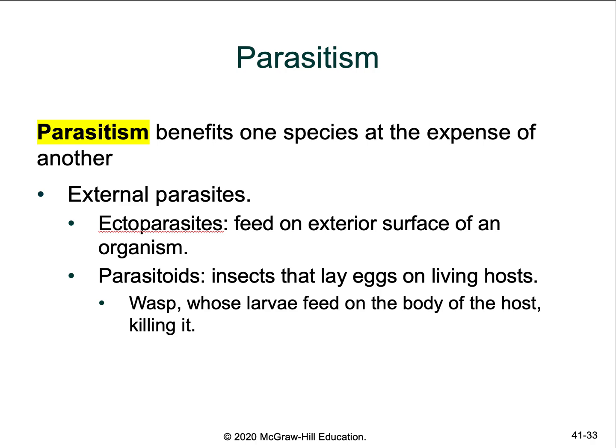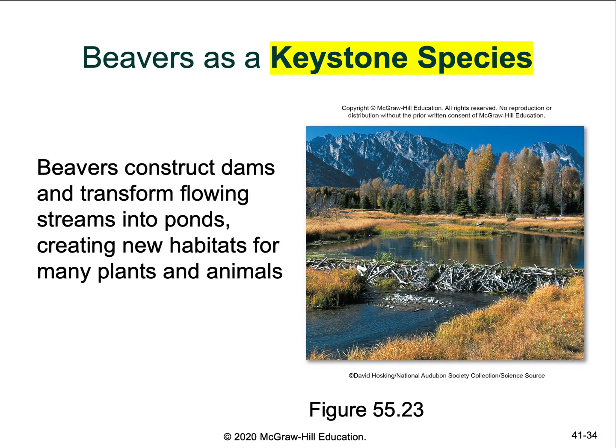For parasites or parasitism, this is when one of them benefits and the other one is hurt from the relationship in a negative way. This could even lead to death of the host, which is this one, right? Like a parasitoid. It feeds on the body, killing it. So parasitism is when one is benefiting and the other one actually gets hurt, and it could actually kill the host.